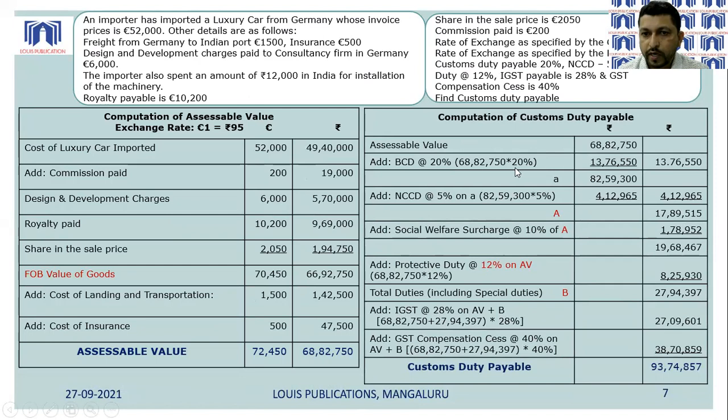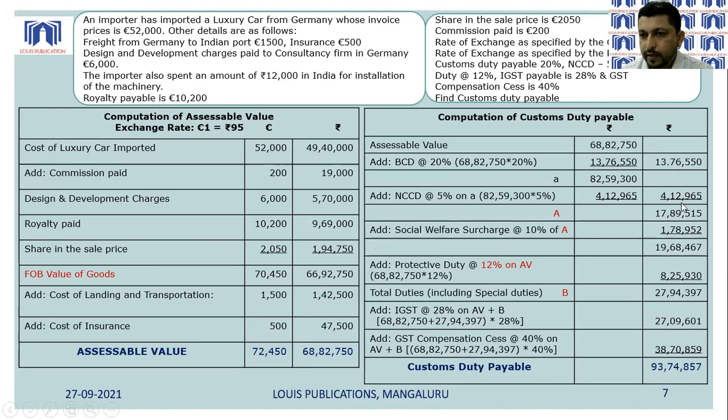So we take 20% of the assessable value. We are at 13,76,550. We write the same number in the outer column. Then we total this, we arrive at 82,59,300. Then there is NCCD at 5% given because it's a luxury product which is imported. So NCCD is applicable. So 82,59,300 into 5% is 4,12,965 in rupees. I write the same NCCD value in the outer column. So when we total, there is no CVD. CVD is not applicable on a luxury car.